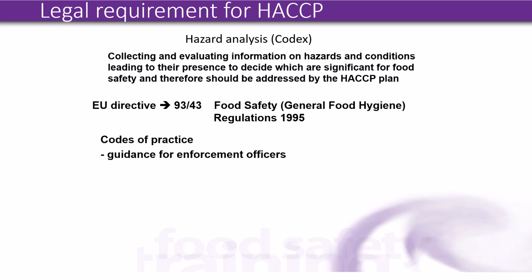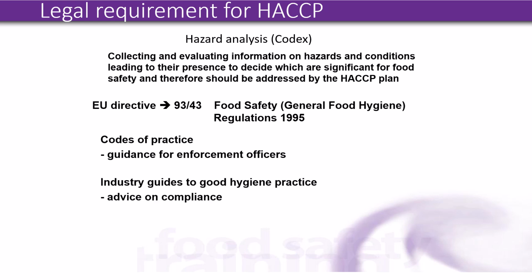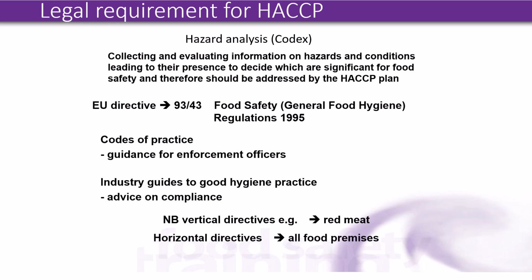Codes of practice are guidance for enforcement officers, and you have industry guides to good hygiene practice. These give advice on compliance, and you get such things as vertical directives, for example, red meat. So going right down on one column. Then you got horizontal directives, which cover all food premises. And Food Safety Act 1990 is a due diligence defence. If you want more information on the legal requirement of HACCP, just look at the notes that you downloaded from the first slide.